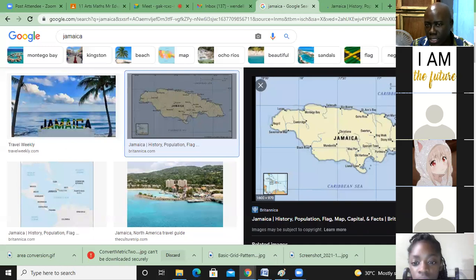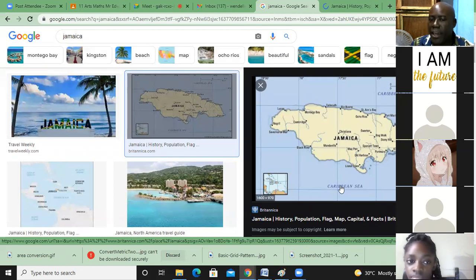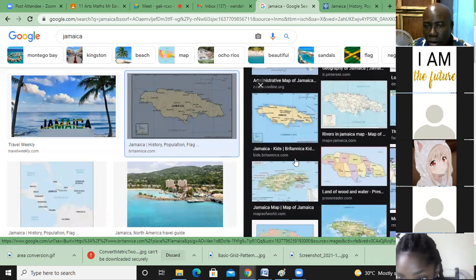Everything is on a grid. You notice the grid, you see that? Look at Jamaica. It's on a grid. This grid is not necessarily for area, but imagine that they really want to know the area. They'll just bring down the grid on Jamaica. So let me get that Jamaica. We're going to do our own grid.